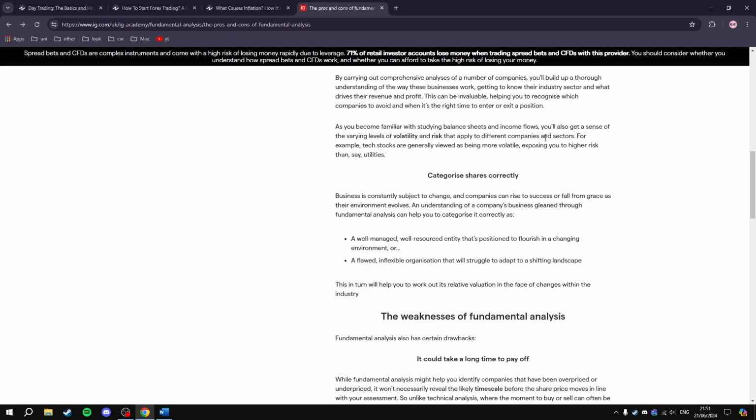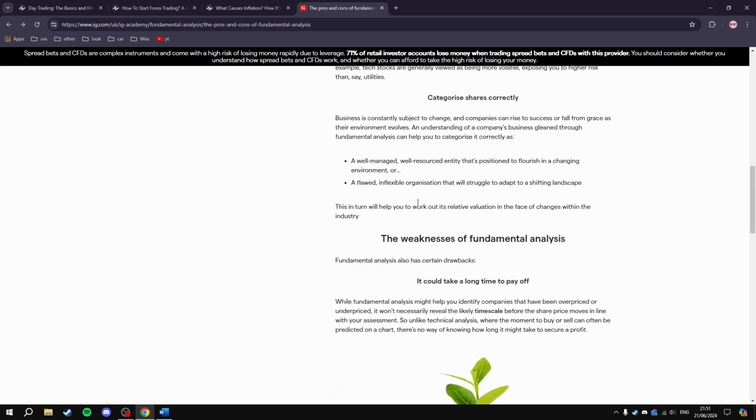As you become more familiar with studying balance sheets and income flows, you also get a sense of the varying levels of volatility and risk that apply to different companies and sectors. So it also helps you to categorize shares correctly.